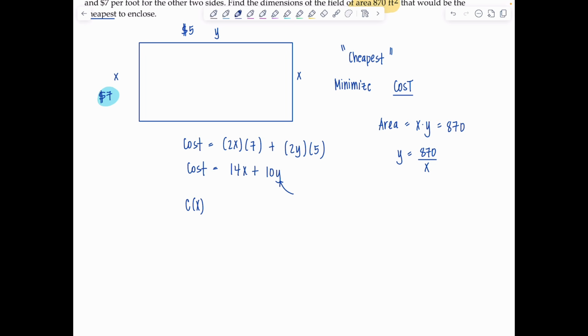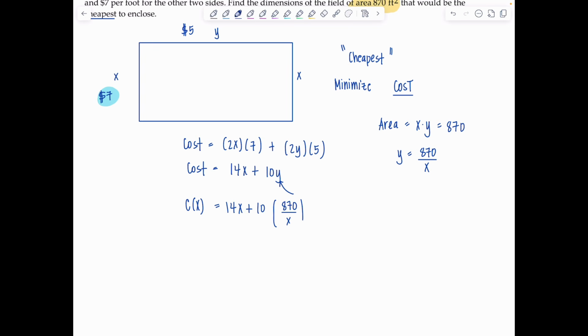I don't have to keep writing cost. Do you notice I wrote cost here because I had two variables? Later, when you're in multivariable calculus, you could write C is a function of X and Y, but we're not doing that yet, okay? So we'll have 14X plus 10 times 870 over X, okay?